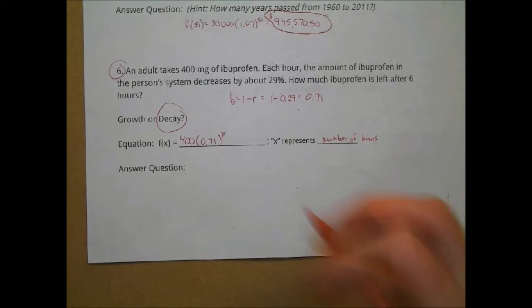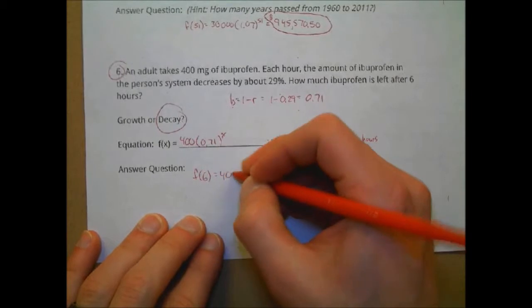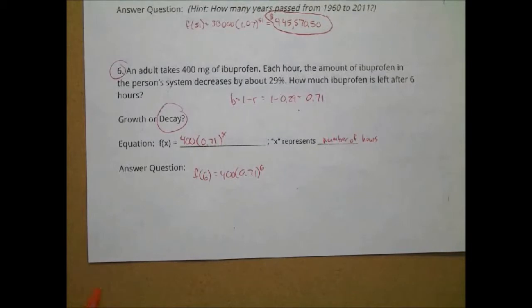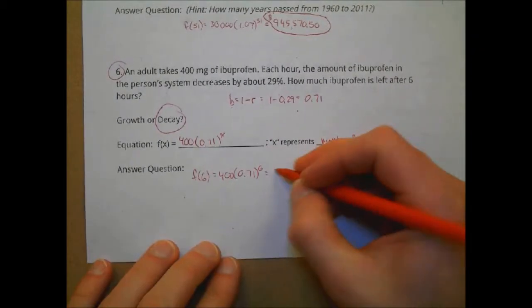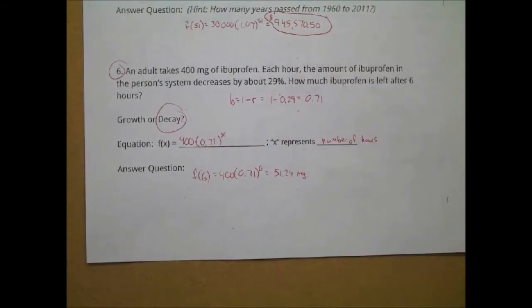Okay, so after 6 hours, well, let's see what happens here. So we'll do f of 6, 400 times 0.71 to the 6th. Okay, we get 51.24 milligrams. Okay, just like that. And of course, different people's bodies metabolize things at different speeds and stuff like that. But this is definitely something that happens. This is how it works. Okay. 51.24 mgs.